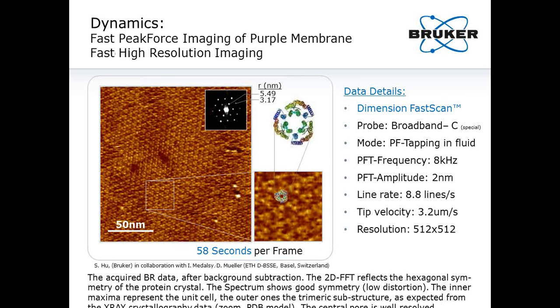Here again, the data we saw earlier in the presentation. The acquired Bacteriorhodopsin data after background subtraction. The 2D FFT reflects the hexagonal symmetry of the protein crystal. The spectrum shows good symmetry, low distortion. The inner maxima represent the unit cell, the outer ones the trimeric substructure, as expected from the X-ray crystallography data. The central pore is well resolved. This data was taken with peak force tapping with a peak force tapping amplitude of only 2 nanometers.